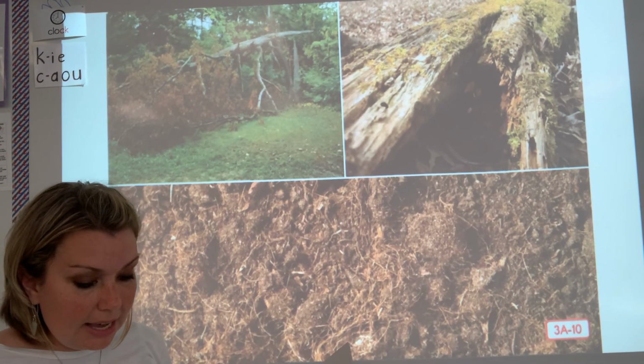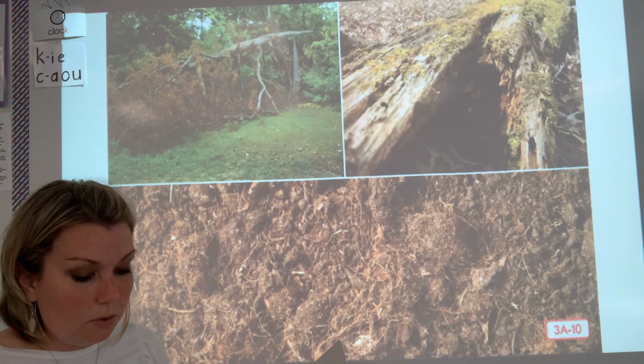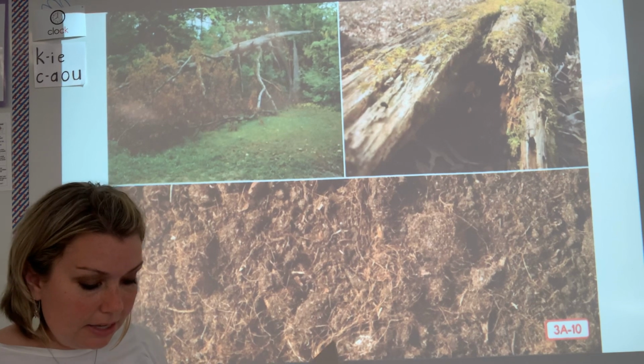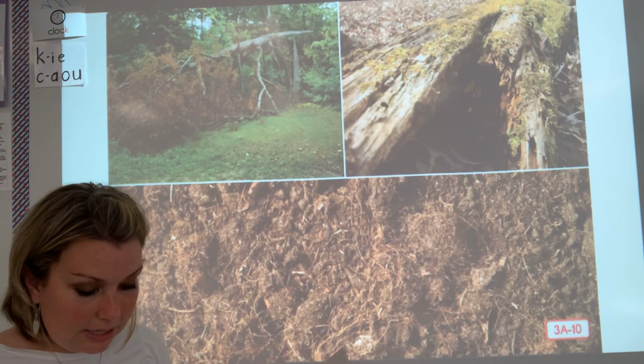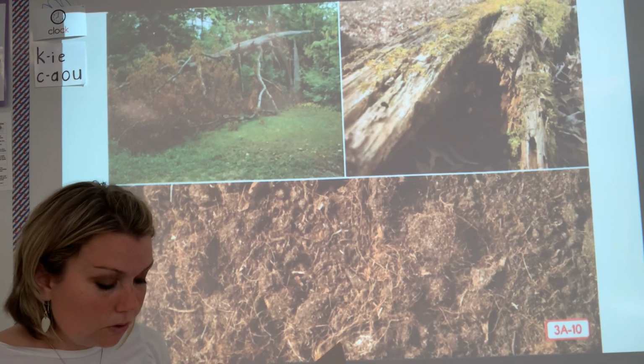The more decayed plants there are in the soil, the more nutrients that soil will have. And the more nutrients there are, the easier it will be for new seeds, like the acorn seeds, to germinate and to grow.